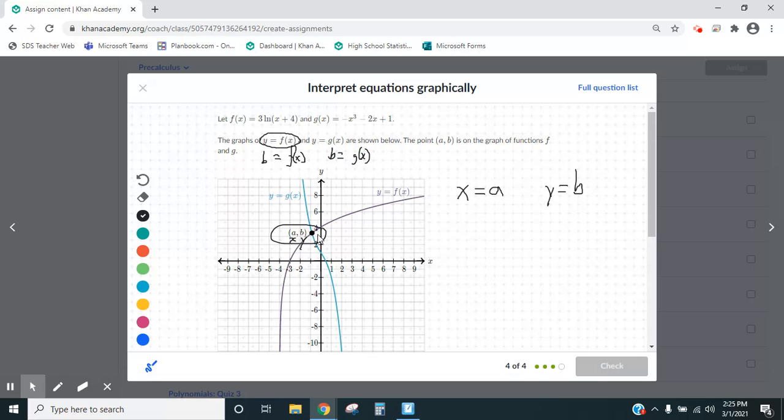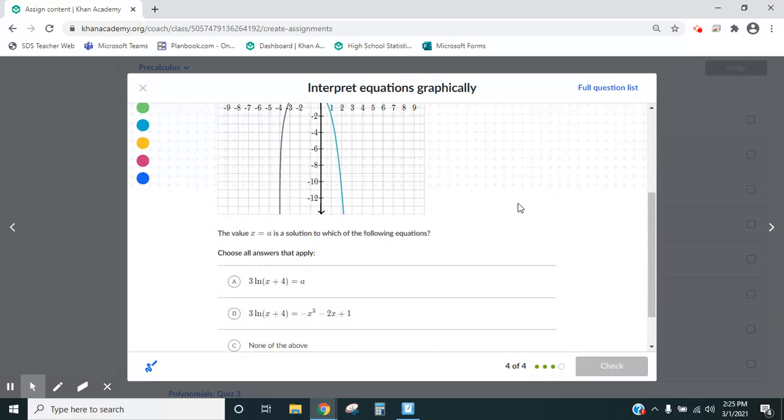because at that spot, at that location, the two functions are intersecting, so they are equal to each other. Now, another way to do that is to replace this with the letter b. It's literally where f of x is equal to b. So you're going to see things like that all over the place in this assignment.